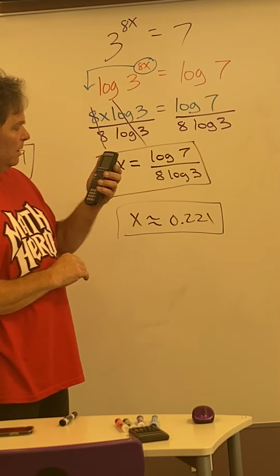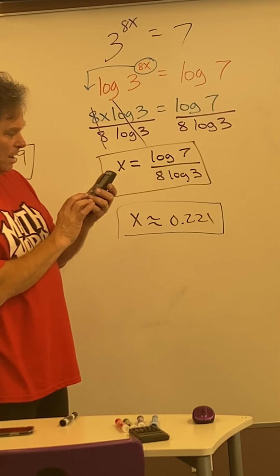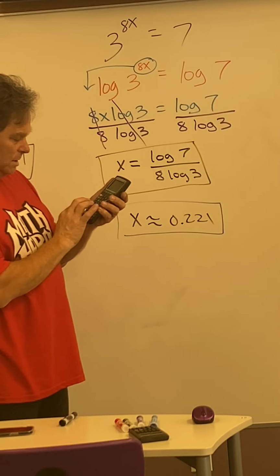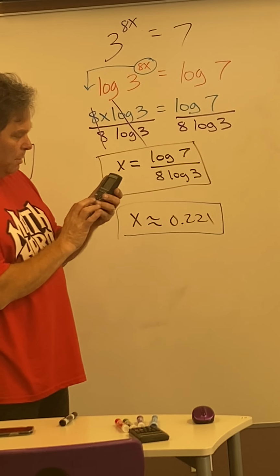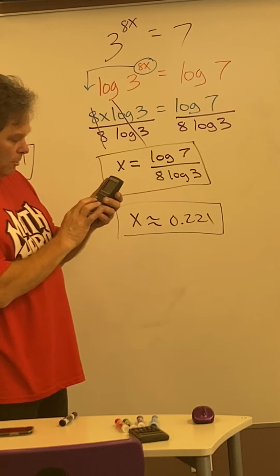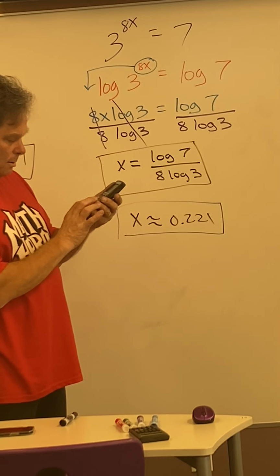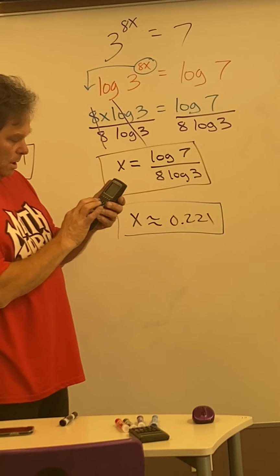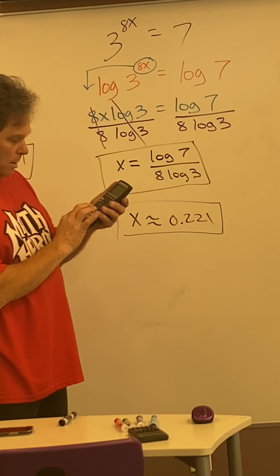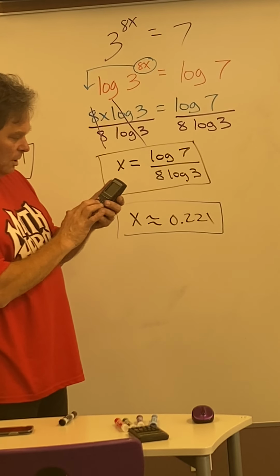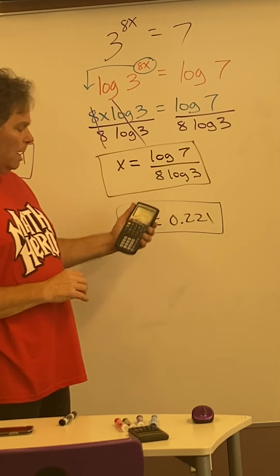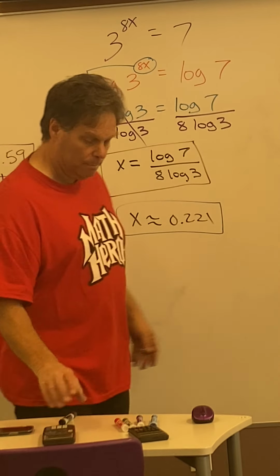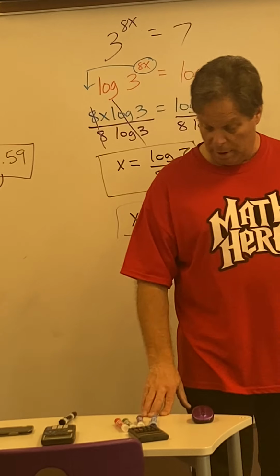Oh wait, I did minus instead of divided by. Let me try that again. Okay, I'm going to do log 7, divided by parenthesis 8 times log 3, close parenthesis, boom, and you get 0.221. That's what I got. Okay, anyway, that's how that works.